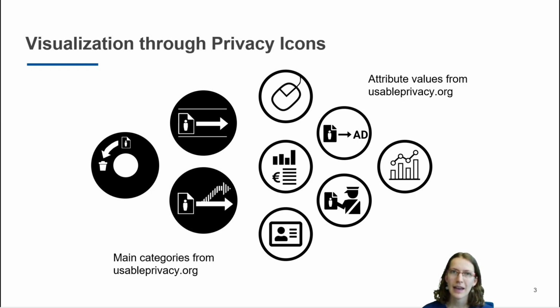This website analyzed privacy policy content and found 9 different main categories and several different attributes and attribute values. The icons you see here are for the main categories of data retention, third-party collection and sharing, and first-party collection and use. And the attribute value icons on the right side are for the personal information type attribute and the purpose attribute, for example, for the purpose of advertising, research, or for legal purposes.